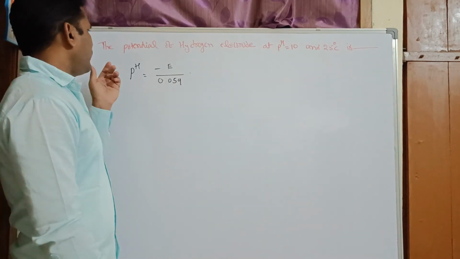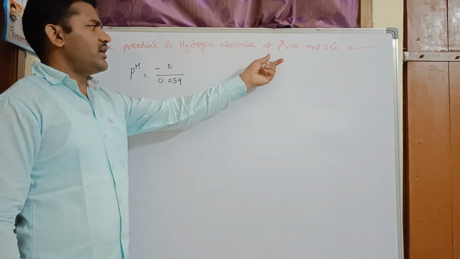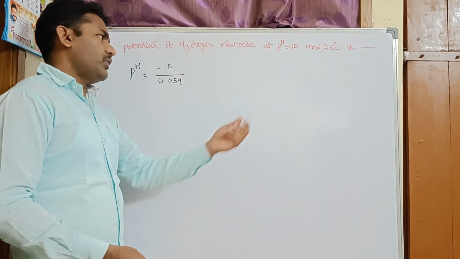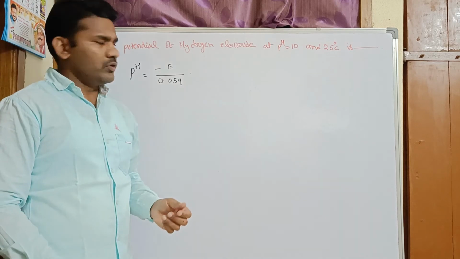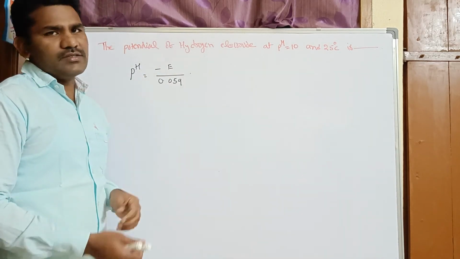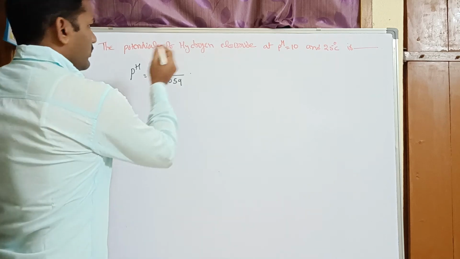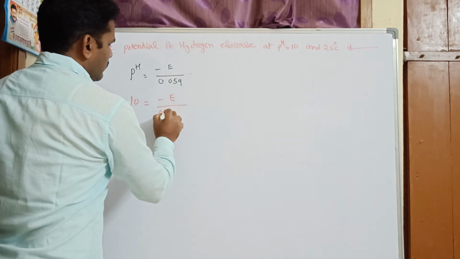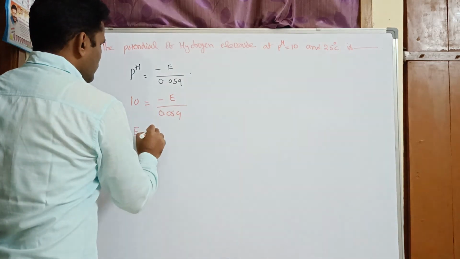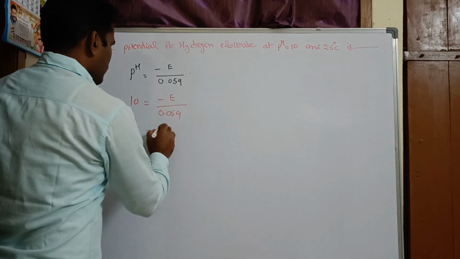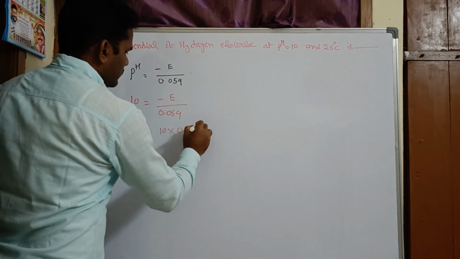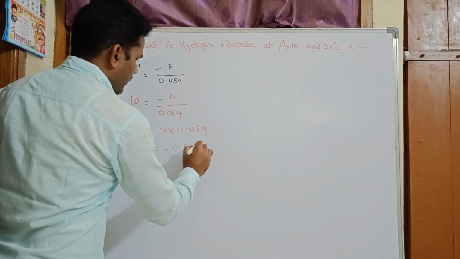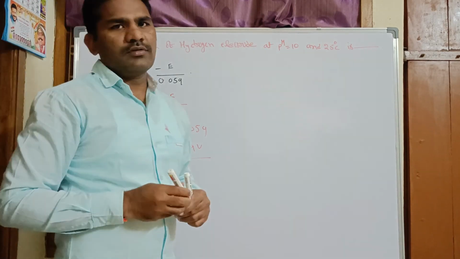Now let us see this example. The potential of a hydrogen electrode at pH 10 is? That means you are supposed to calculate the electrode potential at a pH of 10. We know the formula, pH = -E/0.059. Substituting, 10 = -E/0.059, or -E = 10 × 0.059, or E = -0.59 volts. That's it. Thank you very much.